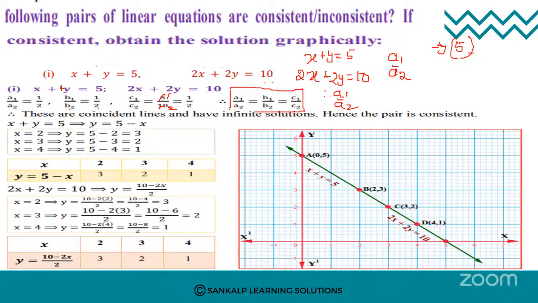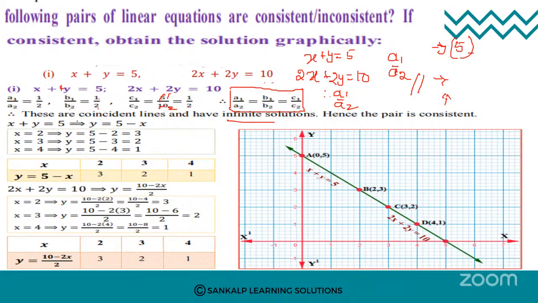When you get this result, the lines will be coincident lines and have infinite number of solutions, right? Hence, the pair is consistent. If it is infinite number of solutions, the pair is consistent, or you can say dependent. Only when there are parallel lines with no solutions, it is inconsistent. But here it is consistent. See, these are coincident lines and have infinite solutions. Consider the equation x plus y is equal to 5.